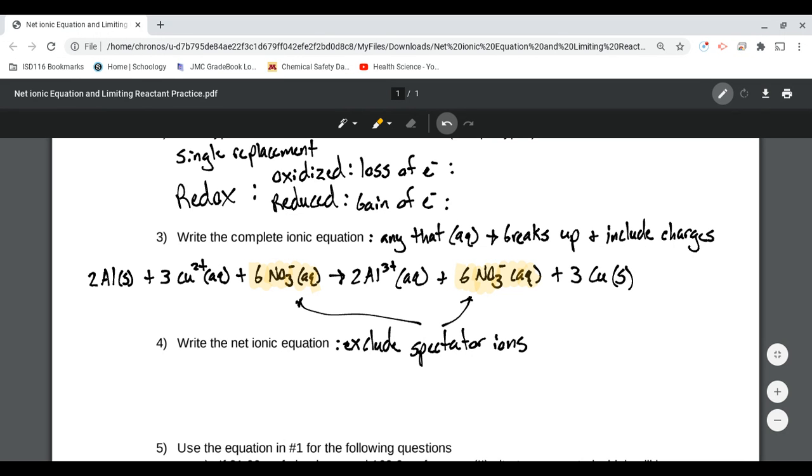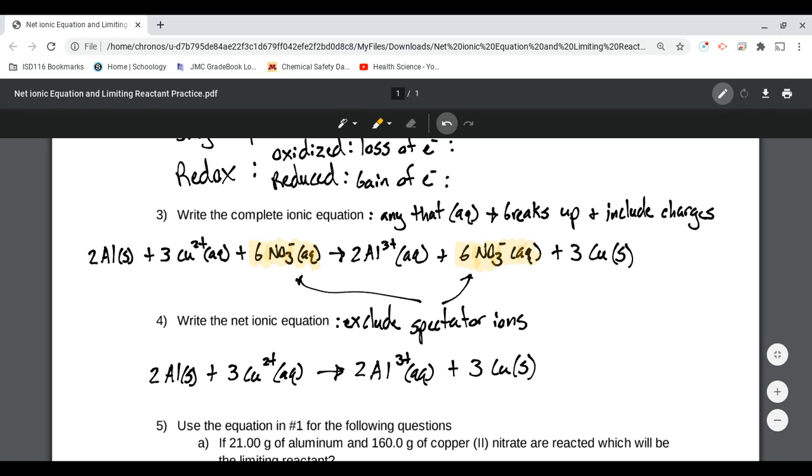So in our net ionic equation, we have 2 aluminums that are solid. We have 3 Cu2+ that are aqueous. We go to produce 2 aluminums that are aqueous, so Al3+ aqueous, and 3 solid coppers. This is our net ionic equation, and as you look, think ionic, think charge.